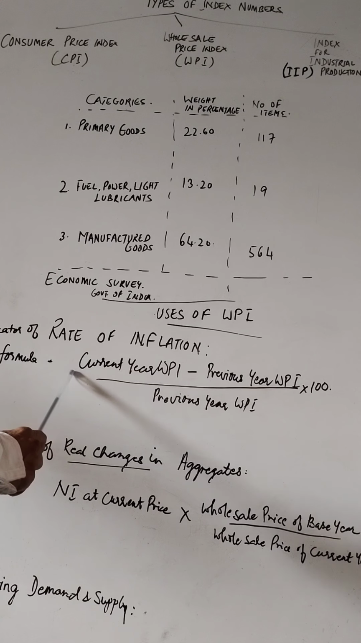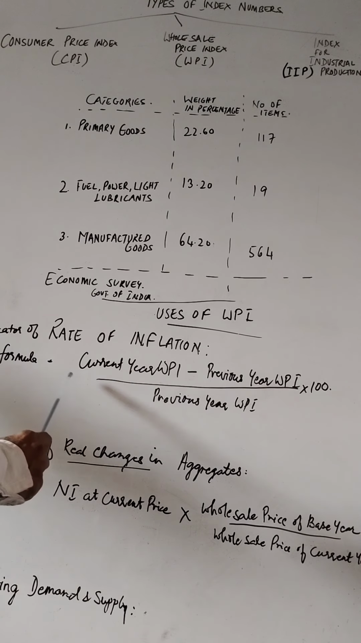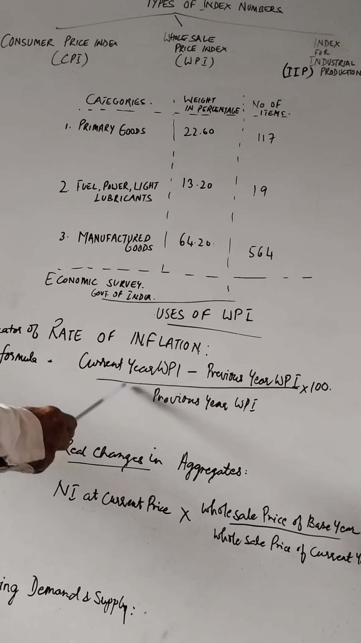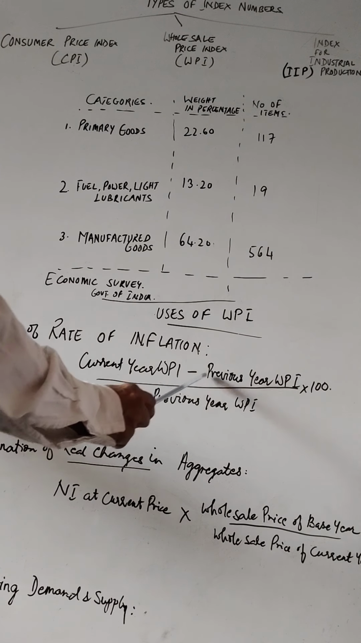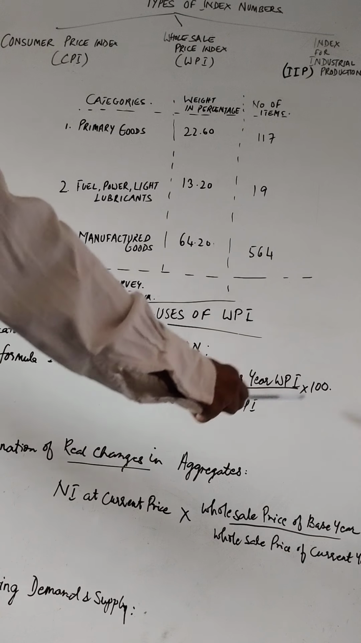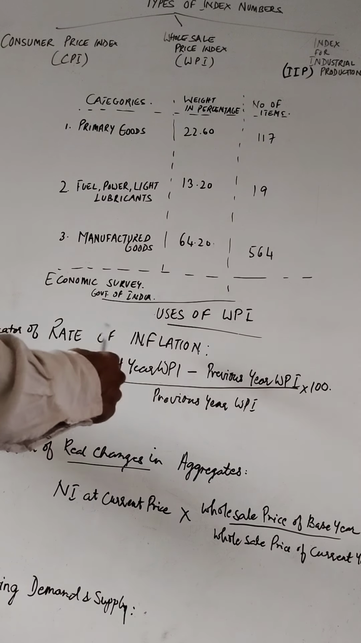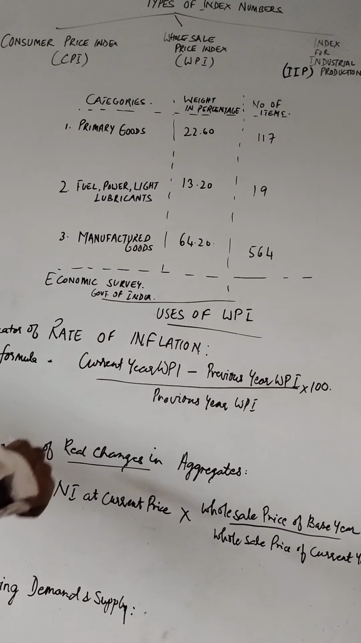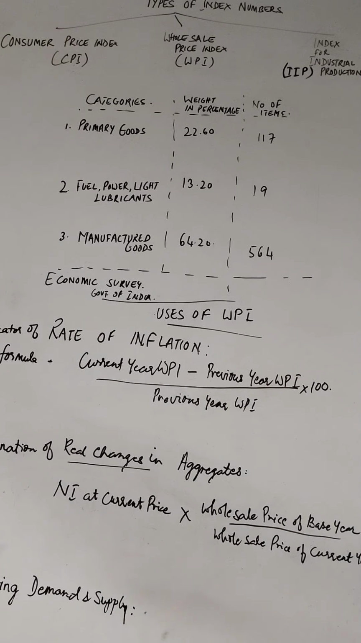So it helps in finding out the rate of inflation in the country. The rate of inflation in a country is given by the following formula: current year WPI minus the previous year WPI, divided by the previous year WPI, into 100. The annual rate of inflation is estimated by taking the average of the wholesale price index for all the weeks of the year. That's how you work it out, because we use it in a weekly way.